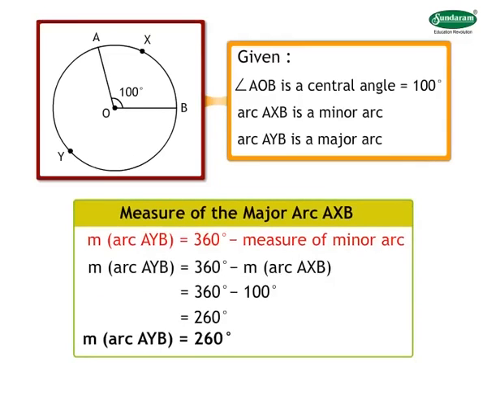The measure of the major arc is equal to 360 degrees minus the measure of the minor arc. Therefore, the measure of the major arc, that is arc AYB, will be 360 degrees minus the measure of the arc AXB, which is equal to 360 degrees minus 100 degrees, which is equal to 260 degrees. Therefore, the measure of the major arc AYB is equal to 260 degrees.